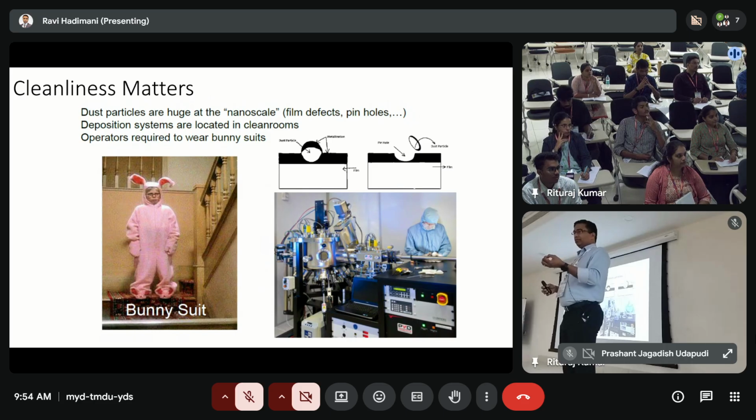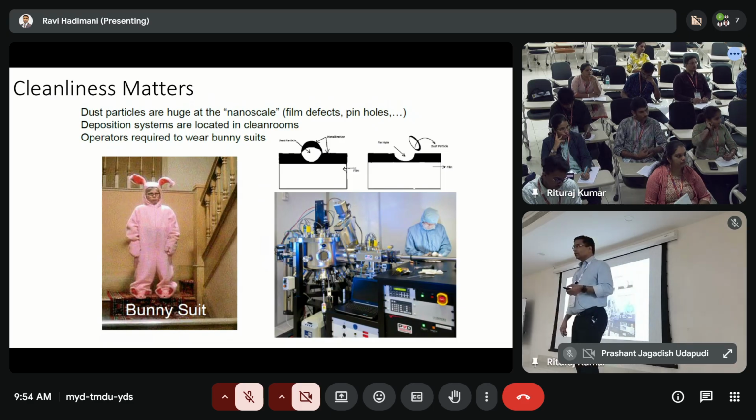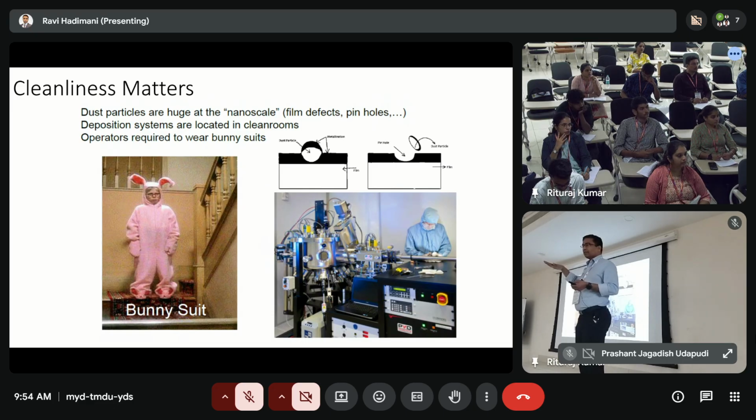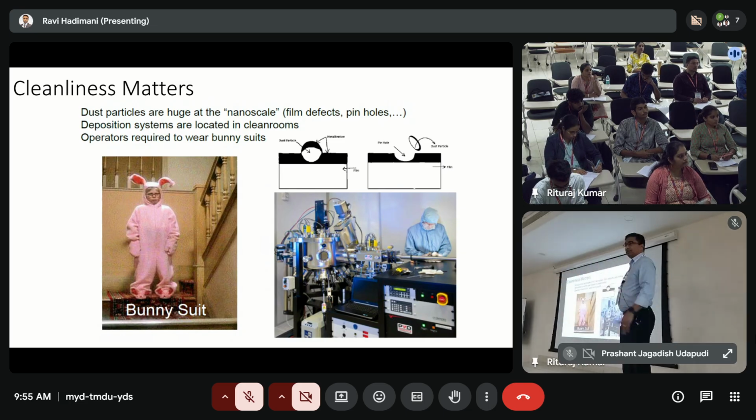Few microns, right? So if a particle goes and sits on your film while you are depositing it, what happens? You get a discontinuous film. And imagine if you're growing an epitaxial film, meaning all crystals aligned in one axis. It has to be well controlled, like a single crystal thin film. If you're growing a single crystal thin film, you don't want any fluctuations of any impurities or dust particles.